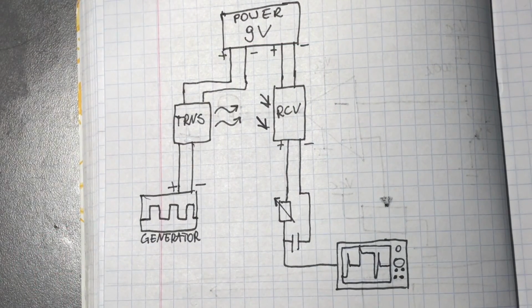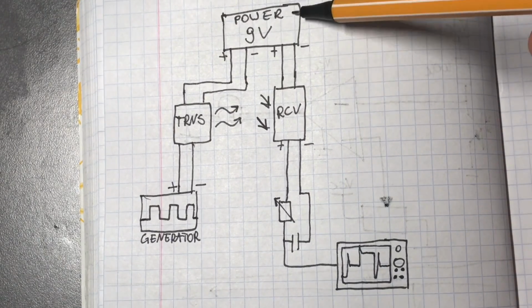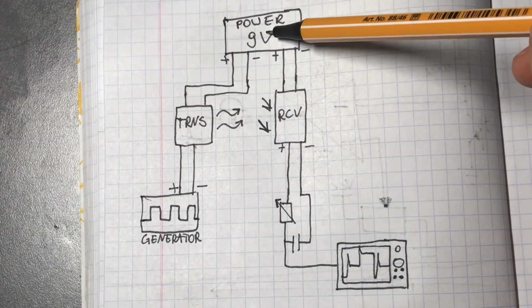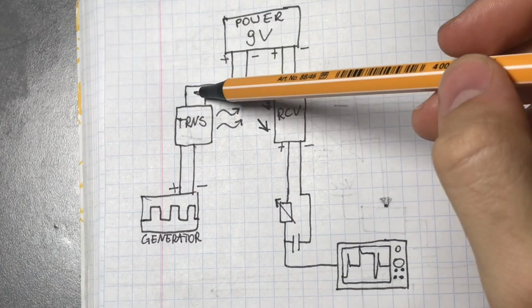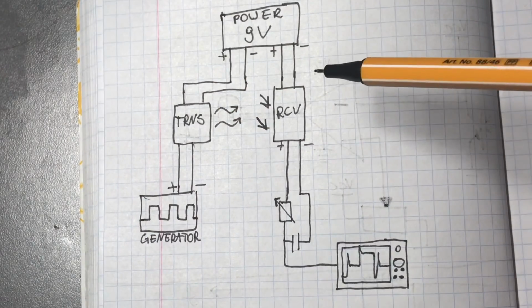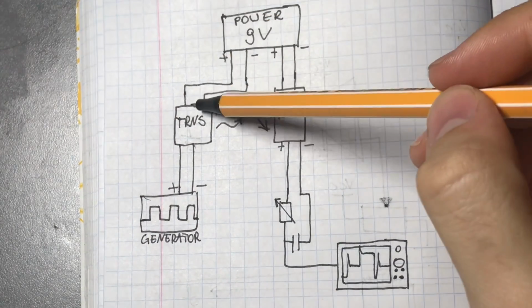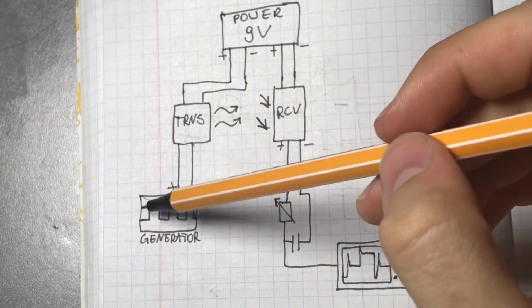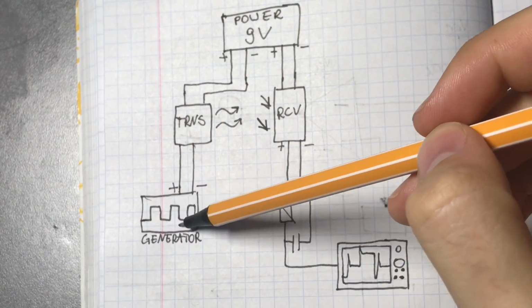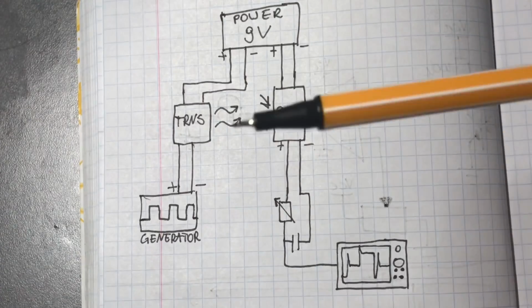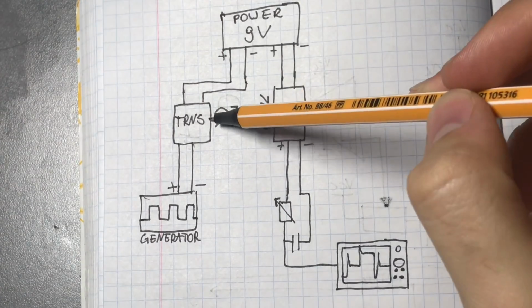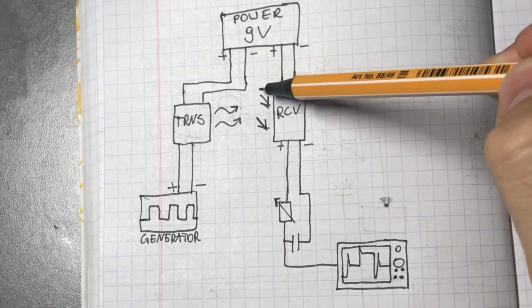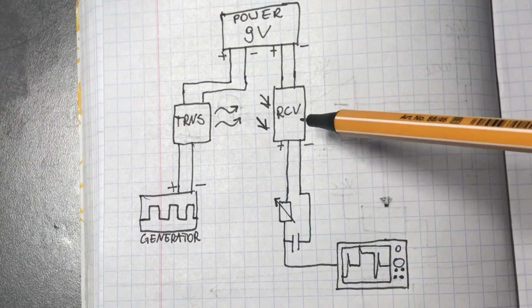So now I have the block diagram of the circuit that I have built right here. I have my LM317 power supply that is set to 9 volts. I connect this power to the transmitter and receiver. To the input of the transmitter, I have connected a little square wave generated by my generator. And then it goes through the air to the receiver.